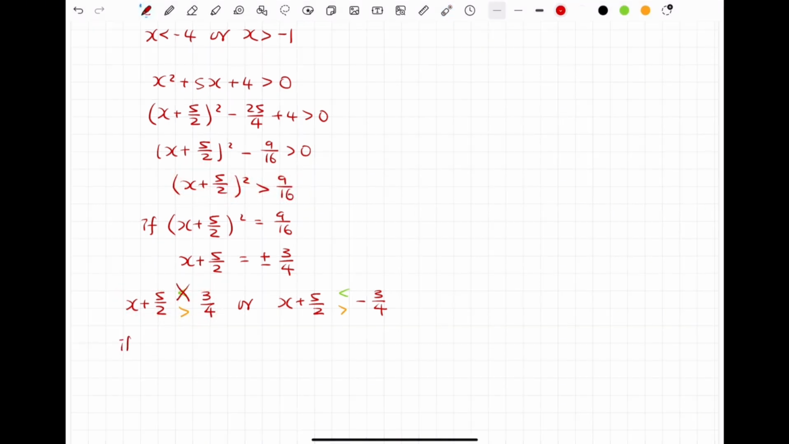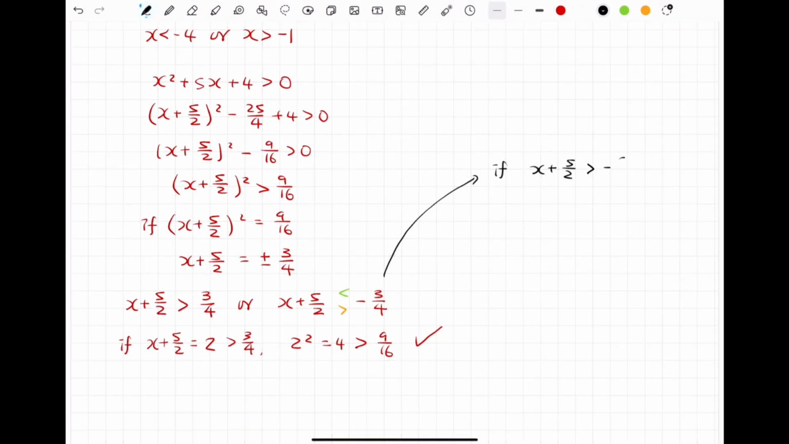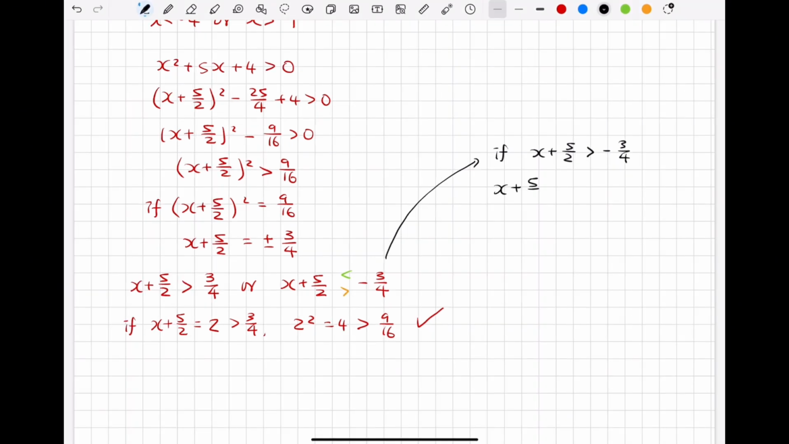So we can double check. If x plus 5 over 2 is 2, for example, that is greater than 3 over 4. 2 squared is 4. 4 is greater than 9 over 16. Therefore, this is correct. Let's look at the negative. Now we need to be more careful with the negative. If x plus 5 over 2 is greater than negative 3 over 4, then is x plus 5 over 2 squared greater than 9 over 16? So let's say x plus 5 over 2 is 0. 0 is greater than negative 3 over 4. Well, x plus 5 over 2 squared is 0 squared, and that is not greater than 9 over 16. Therefore, x plus 5 over 2 will not be greater than negative 3 over 4.